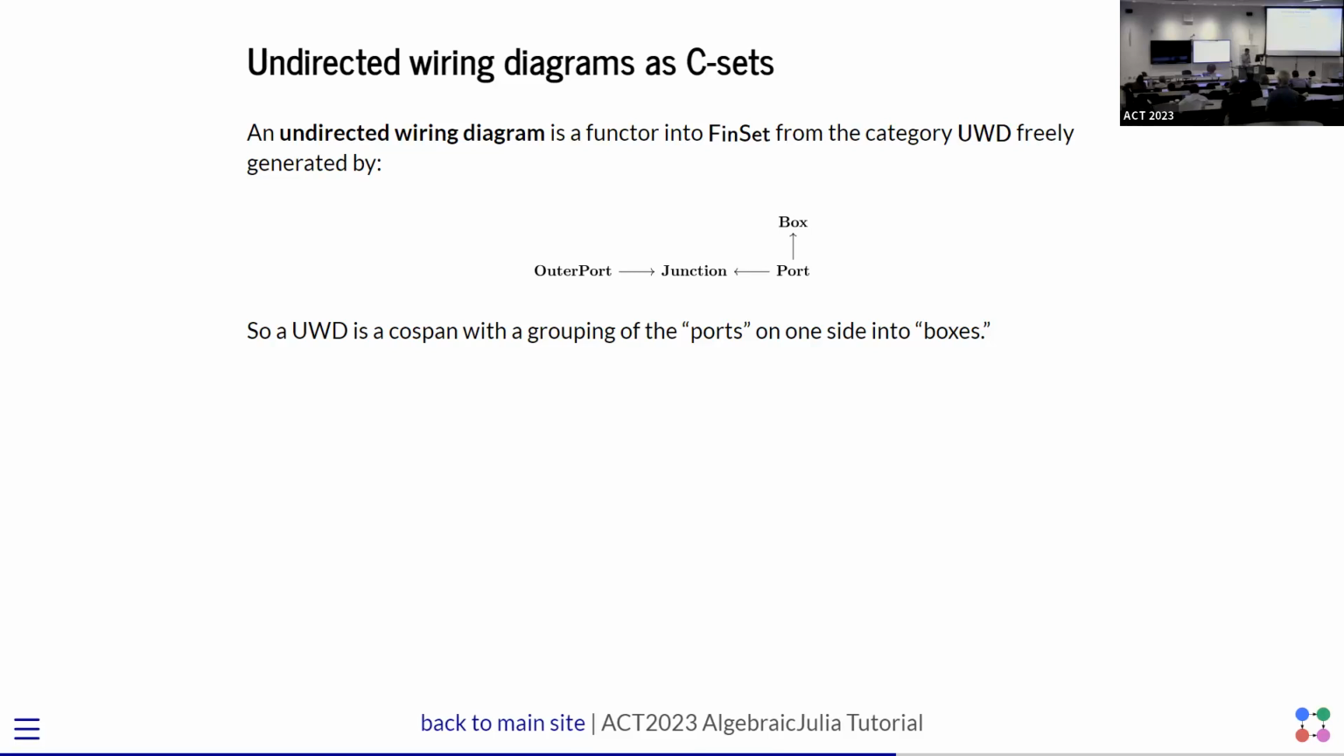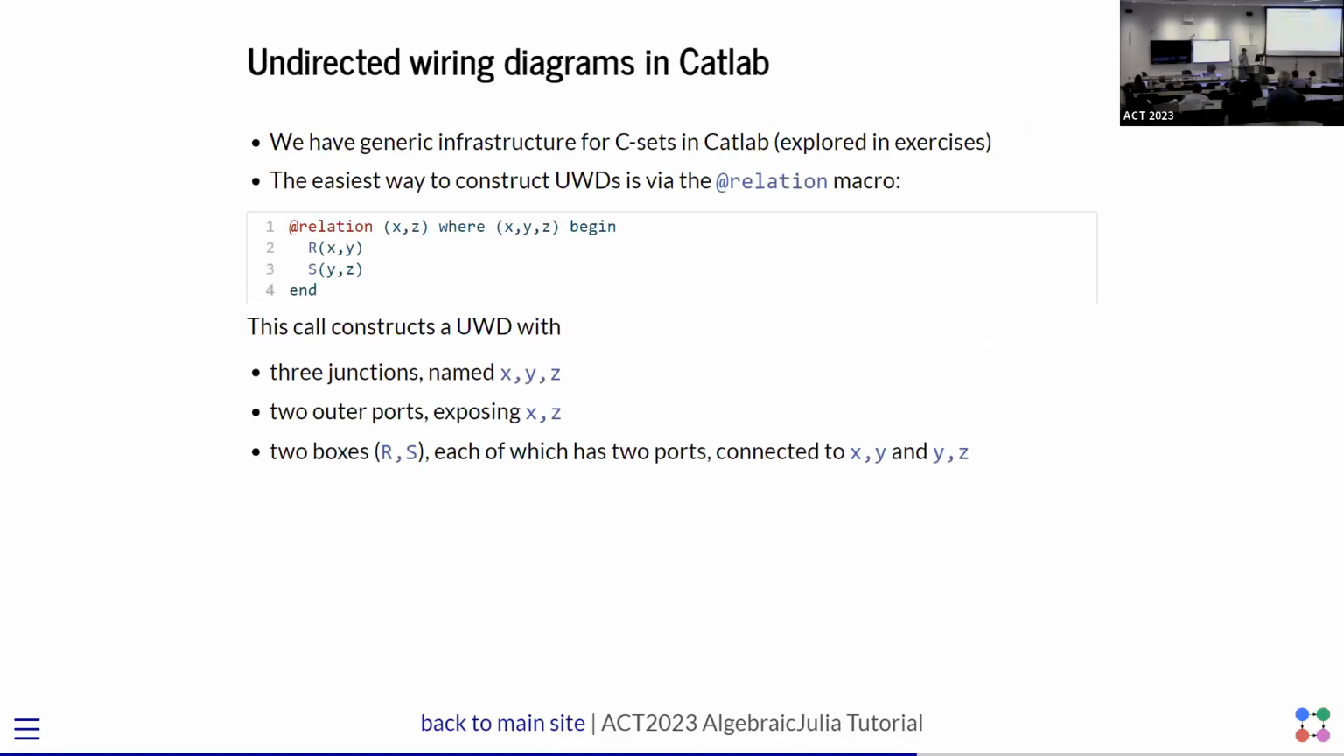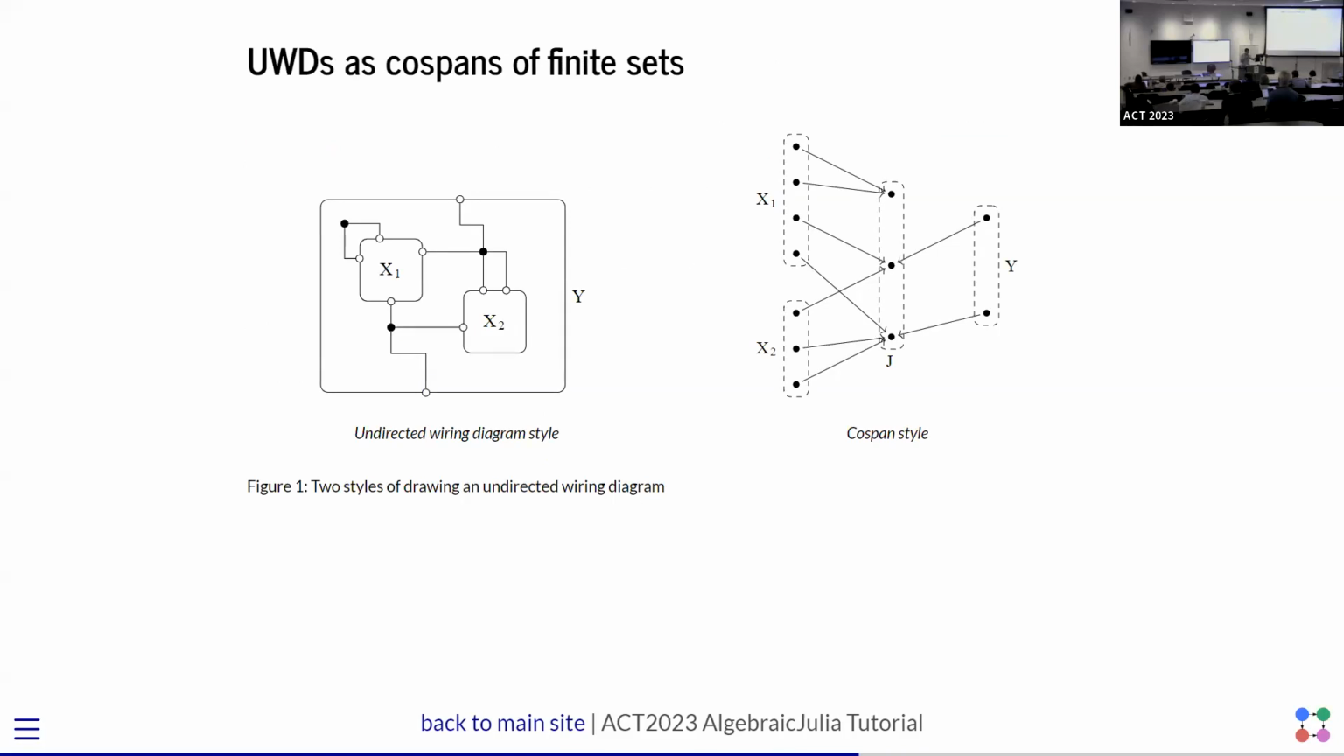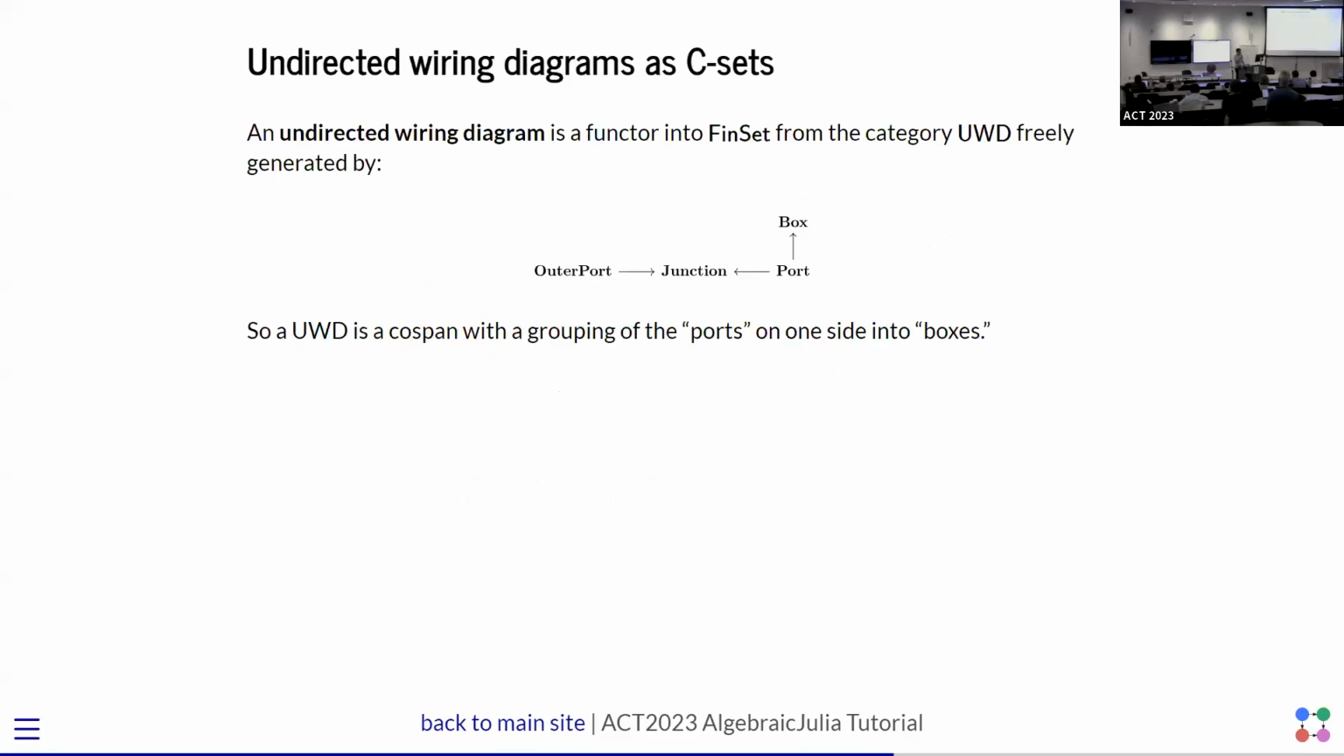So we have a set of junctions, outer ports, and ports. Those form the cospan that we just saw. And then moreover, there's an arrow from port to box, which is telling you which of the boxes inside the diagram the port is associated with. And that is giving you the partition of ports, the partition that we saw here on the left side of this cospan. So the schema comes from that view of wiring diagrams as cospans.